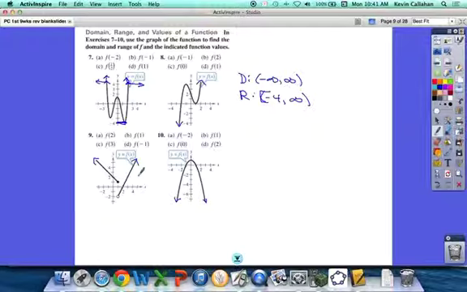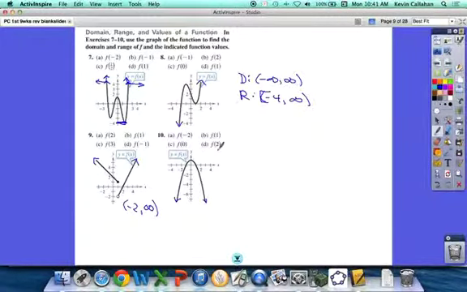Y is greater than -2, right? It's going infinitely up, but it actually starts at an open circle at -2. So this range would be -2 to positive infinity, like that. Okay.